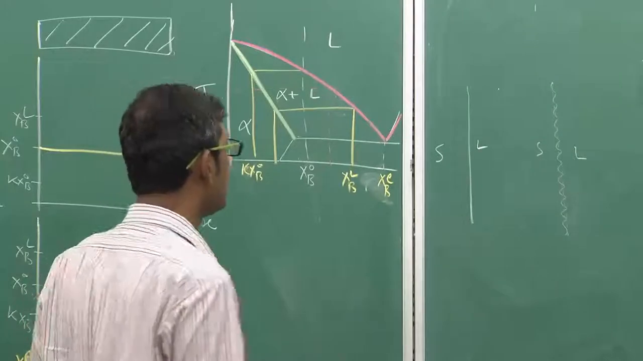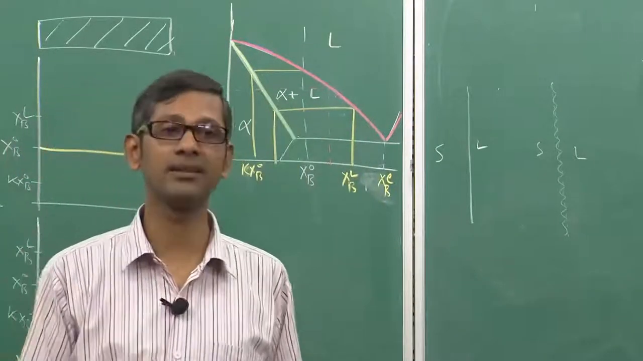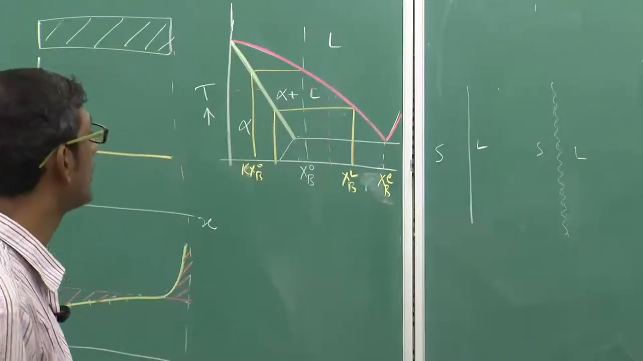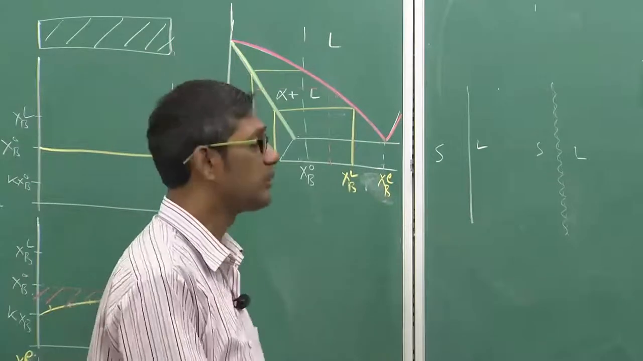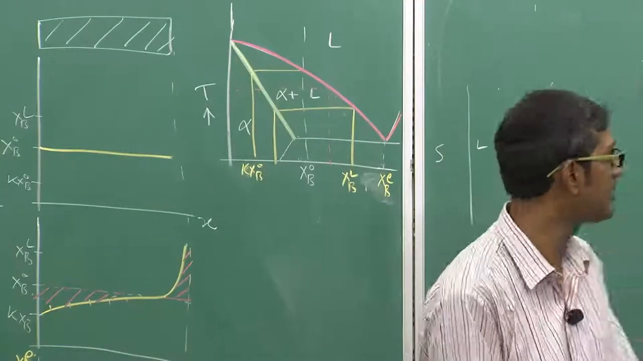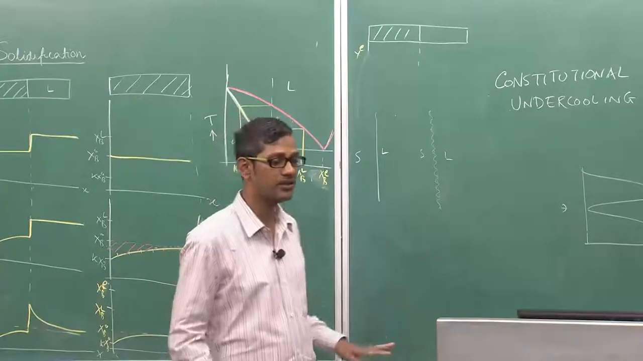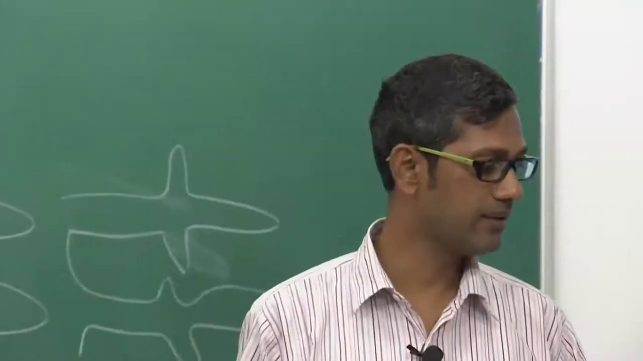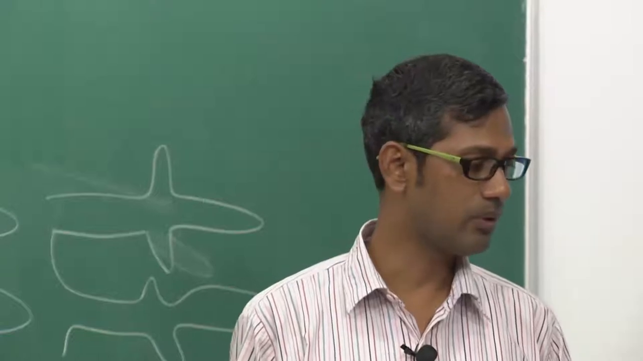That was done much later, and that explained why dendrites form and why these growth forms are present in the actual solidified materials. There are many other things which I will not be able to discuss, because that takes a lot of time, but this theory is well known and is there in the literature, so you can read it even in the books. Even in this book it is there, it talks about this theory and discusses it.